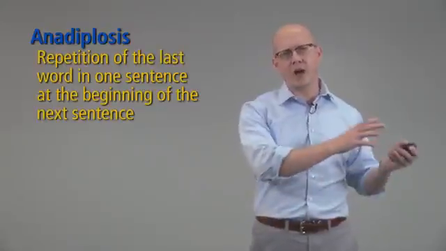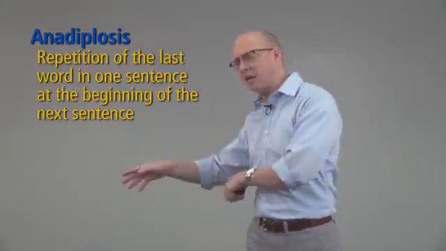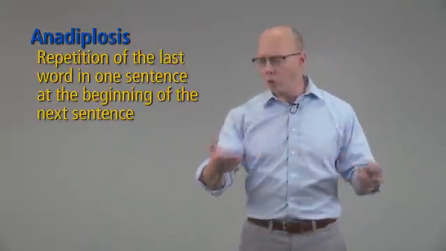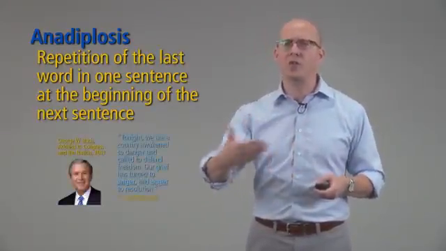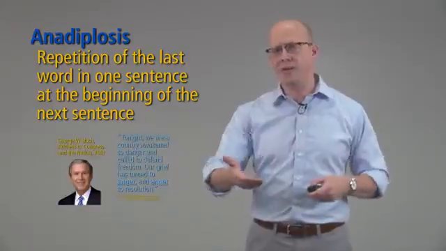Let's go ahead and take a look at anadiplosis. So in anadiplosis, we're engaging in repetition of the last word of one sentence at the beginning of the next sentence. So this is a good example here from George W. Bush's address to the Congress following the September 11th attacks.